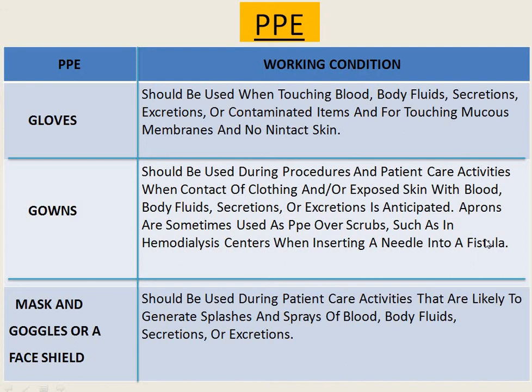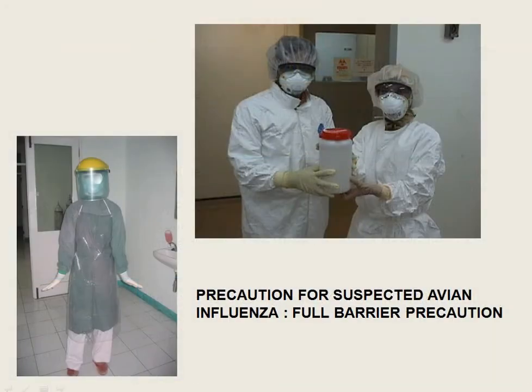And mask or goggles or face shield should be used during patient activities likely to generate splashes or sprays of blood, body fluids, secretions, excretions, and even aerial suction of the air of the infection. Now, if we suspect influenza or corona, as we had, we have to have full barrier protection. As we see, there is a helmet which is a mask, and the face shield, and it is also covered with a gown, plus gloves. And we should also wear good footwear so that we don't get the infection.